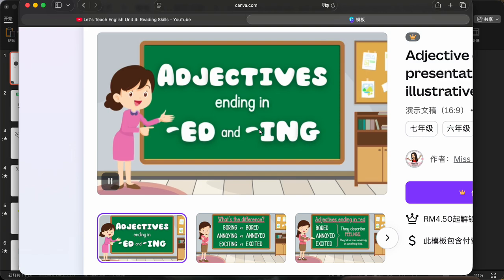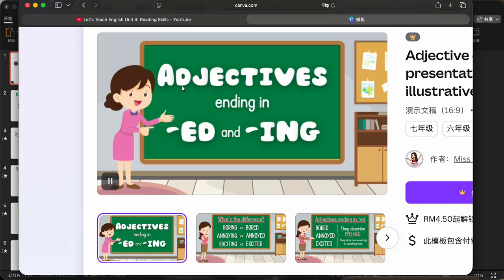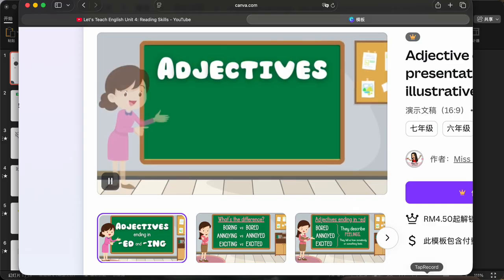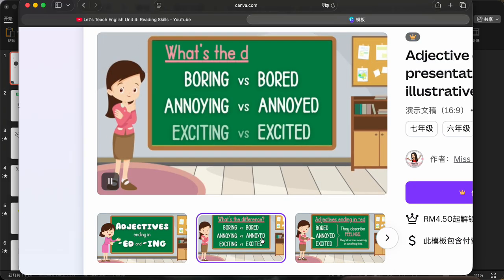So we can see the first picture. He enhanced the words, adjectives, and the -ed and -ing to emphasize the key points. And I think it's a good way to use the signaling principles.